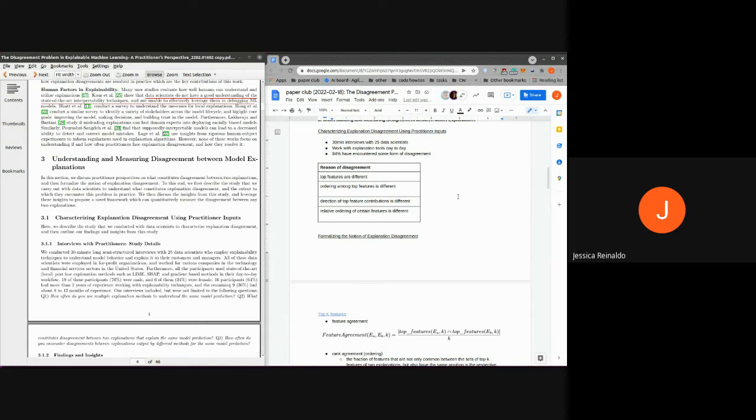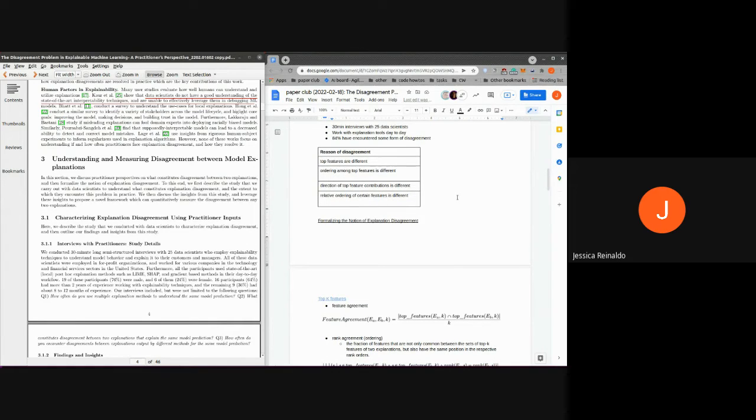So especially for the most important features, we would expect that they should be the same, but it's not always the case. So this is also a reason for disagreement. The direction of the top feature contributions is different. So one model can say that a feature like age is related to the model predicting the positive class, and another model explainer can say that this feature is important to predict the negative class.